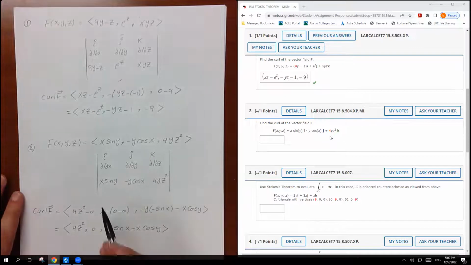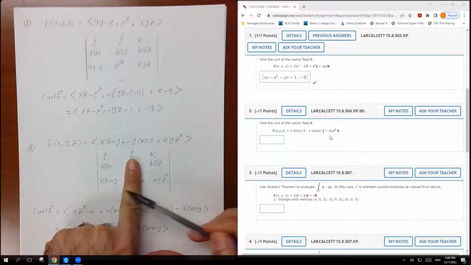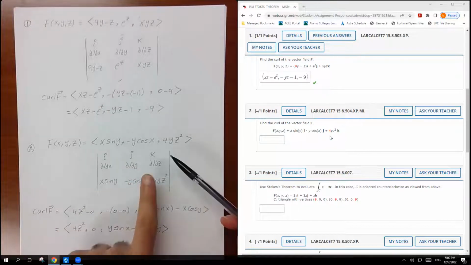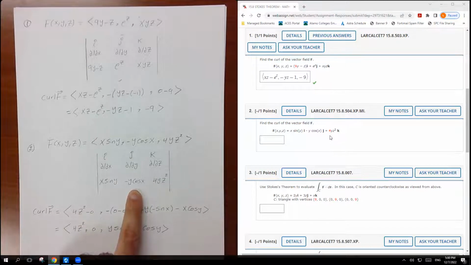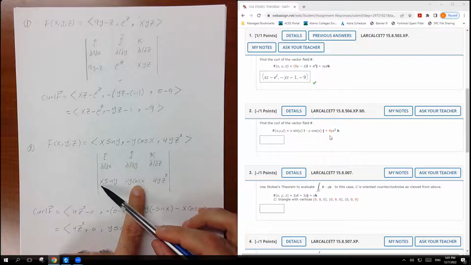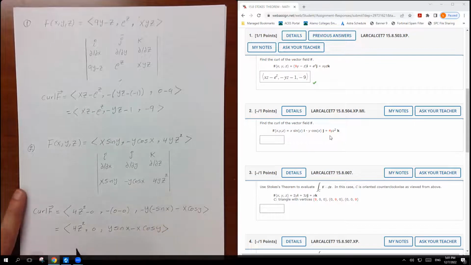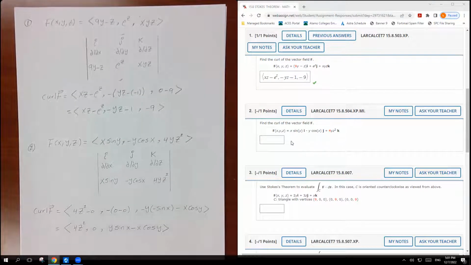For the j, there is a negative sign. The derivative with respect to x is 0. The derivative with respect to z is also 0. For the k, the derivative with respect to x is going to be negative y sine x, minus the derivative with respect to y, which is going to be x cosine y. You can't combine these, so just distribute the negative sign. It's going to be -y times negative sine, so y sine x minus x cosine y. So that's it for the second one.